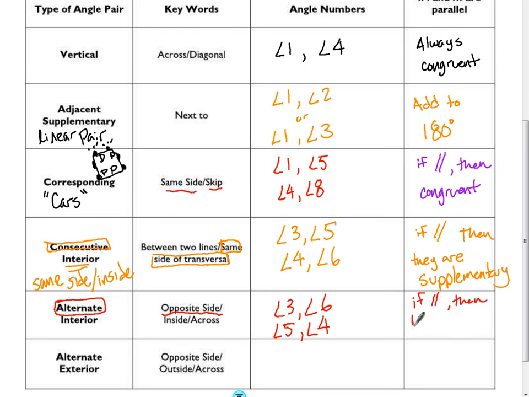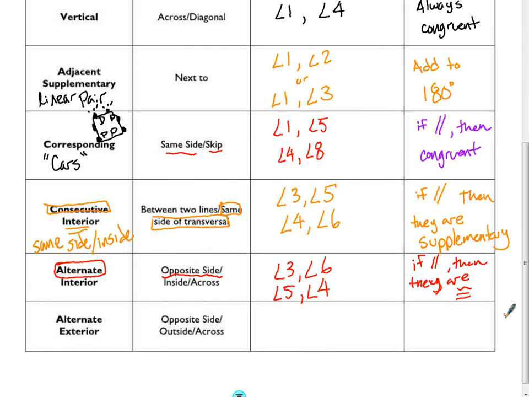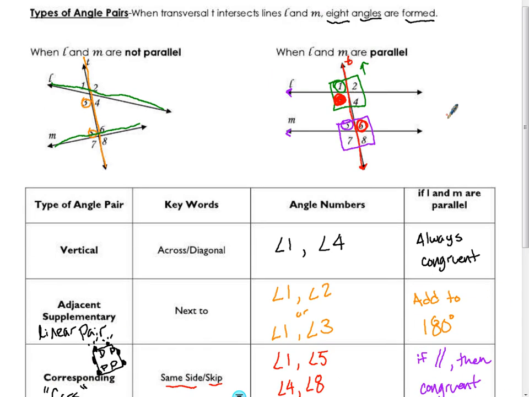They are congruent. Alternate exterior is going to be the same thing as alternate interior. They're going to be congruent, but now they're going to be outside. Exterior means outside, and opposite sides of the transversal. So opposite sides, that would be 2 and something on the other side, and since it's outside the two green lines, 2 and 7 would be opposite and outside. So like angle 2 and angle 7.